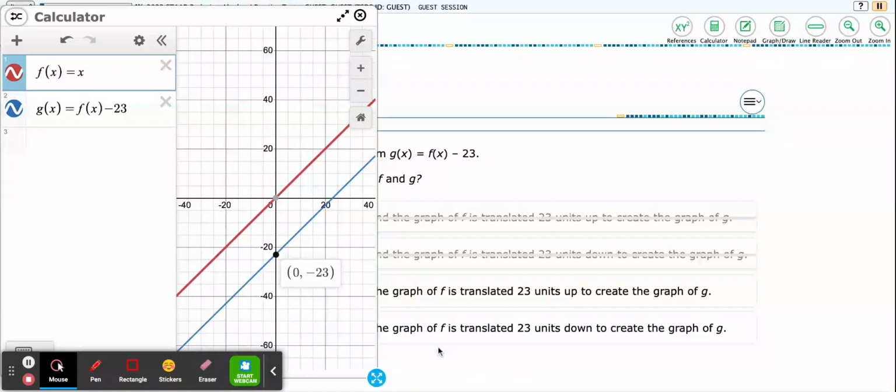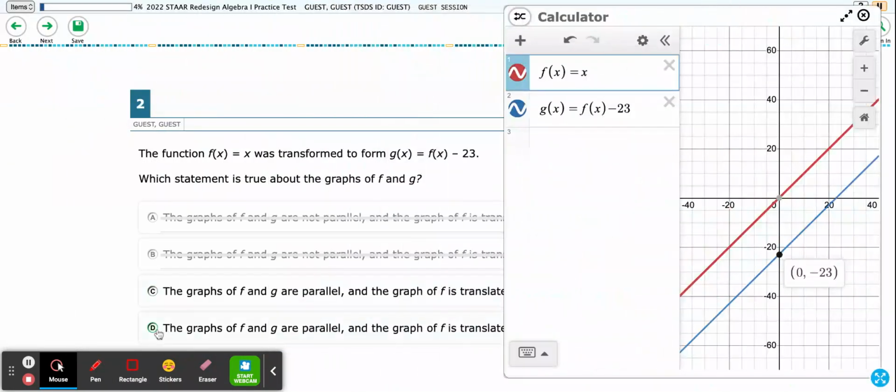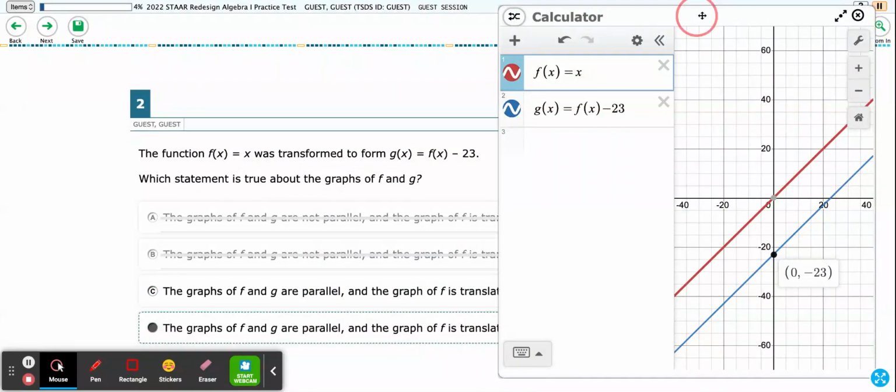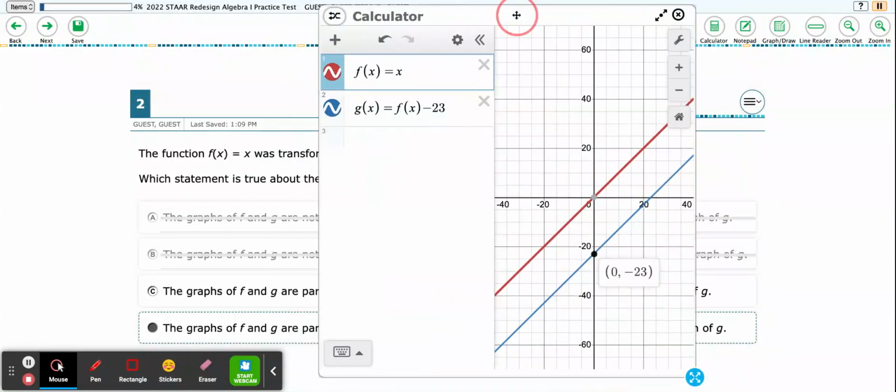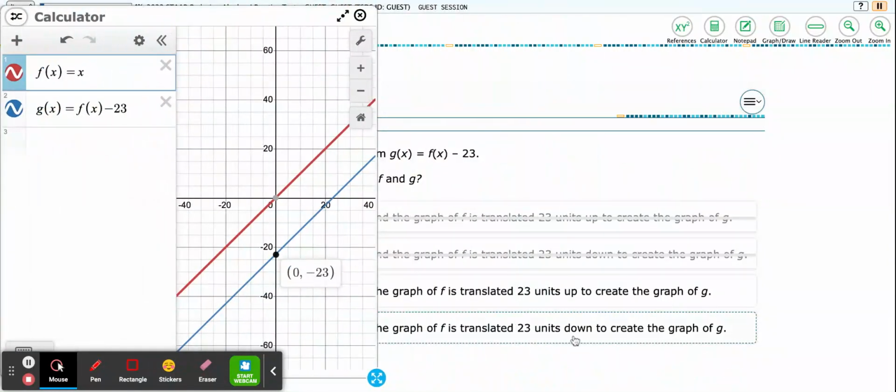The last answer choice says f is translated 23 units down. So f is being moved, okay, to create g. So if we moved f to create g, we would have to shift it down to get to g. That seems like that's the right answer. So let's look. Move this back over. I'm going to select answer choice D because f is moved down 23 to create g, or red is moved down to create blue. And that is exactly how my calculator can help me with this problem.